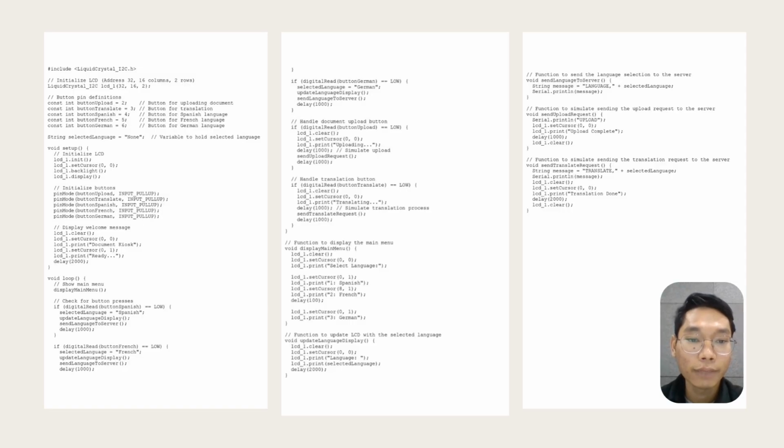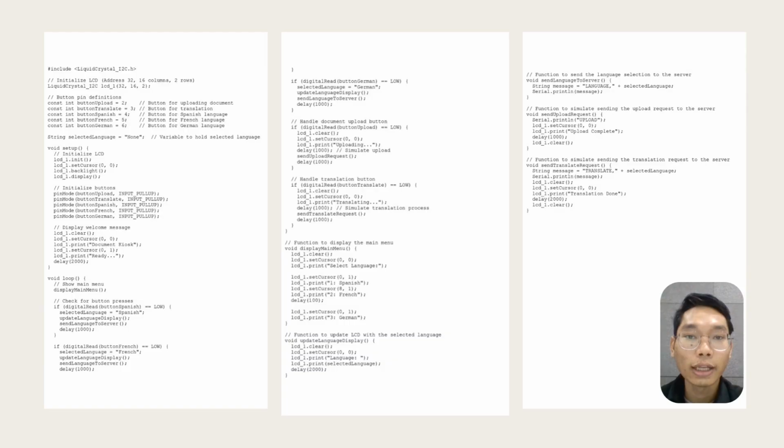For example, if the user presses the button for Spanish, the variable selectedLanguage is set to Spanish, and this is shown on the LCD. Then a message is sent to the server using Serial.println, simulated communication to let the server know the chosen language. The upload button triggers a simulated upload process.